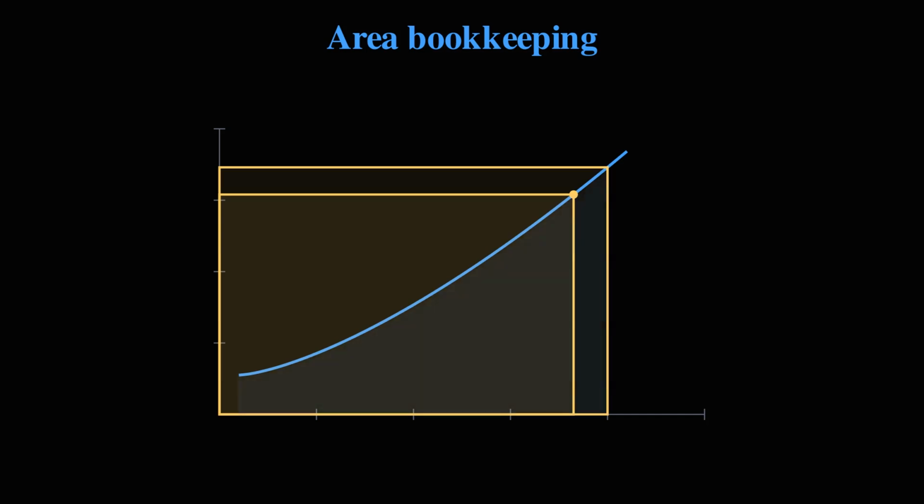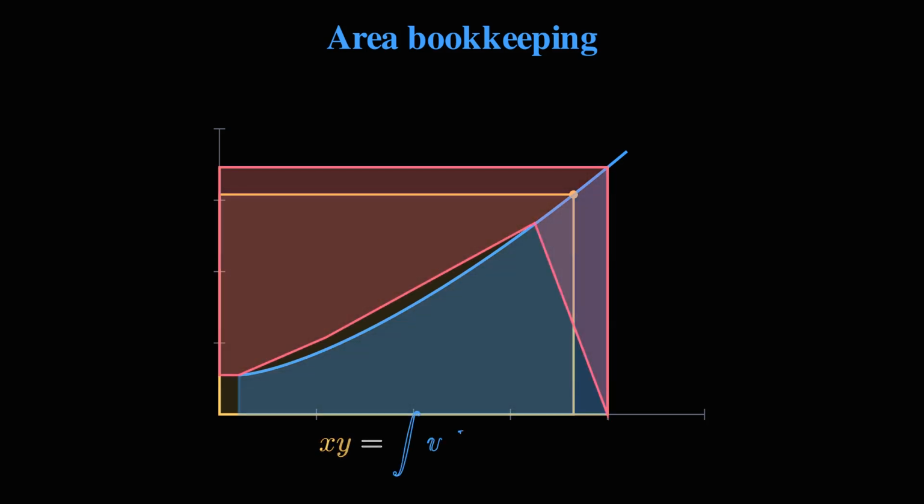One piece lives under the curve. The other piece lives to the left of the curve if you think of x as a function of y. Those two pieces fit together perfectly. They fill the rectangle, so visually, rectangle area equals area under the curve plus the sideways area beside the curve. That is the whole secret. The formula will come later wearing a blazer.